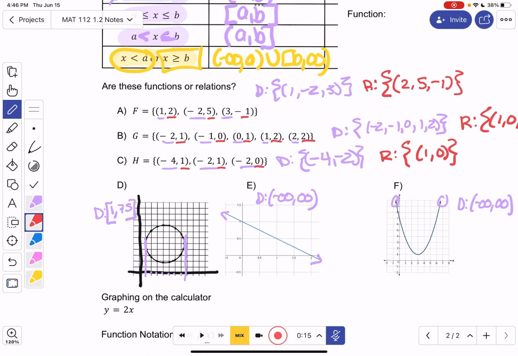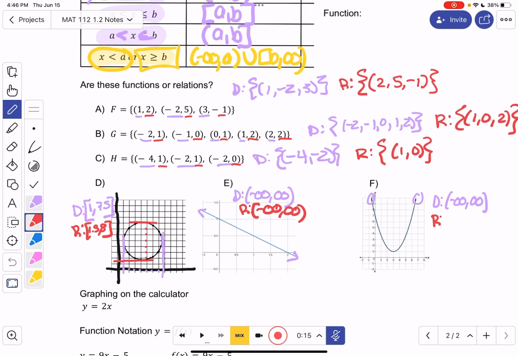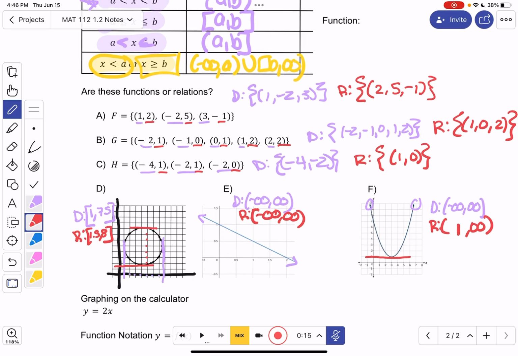Graphs are the same thing. We're just looking at the y's this time. So the lowest y is about 1.5, and the highest y is 2, 3, 4, 5, 6, 7, 8. So that's that range. When it goes up and down forever, same thing, negative infinity to infinity. Versus f, they both go up. So we know it's going to go to positive infinity. To get the lowest, we just find the lowest y on the graph, which is 1. So there's our domain and range.